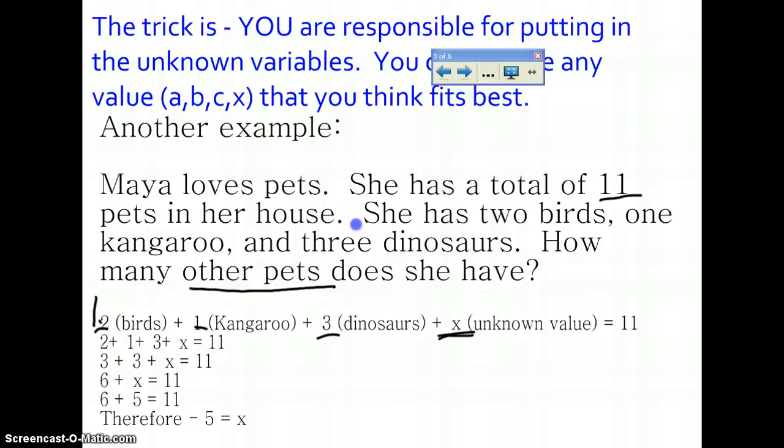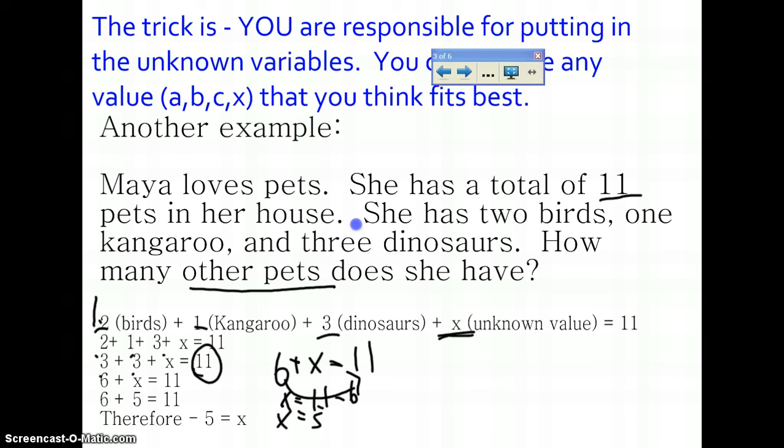So now I actually complete the equation. So 2 plus 1 is 3. So then it becomes 3 plus x equals 11. So then I know 3 plus 3 is 6. So 6 plus x equals 11. Now, in the older grades, you're going to take that 6 and you're going to move it to the other side. So it's going to look like this. 6 plus x equals 11. You're going to take that 6 and put it to the other side and subtract it. So it looks like x equals 11 subtract 6, and that equals 5.